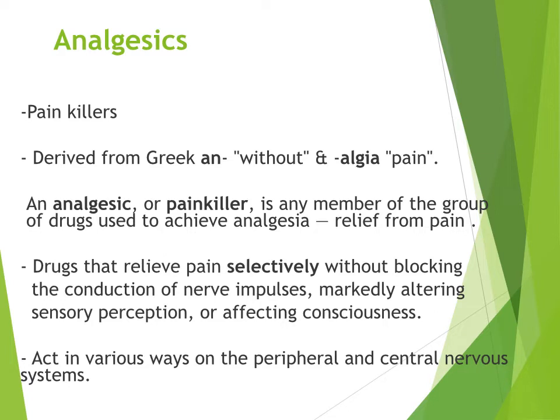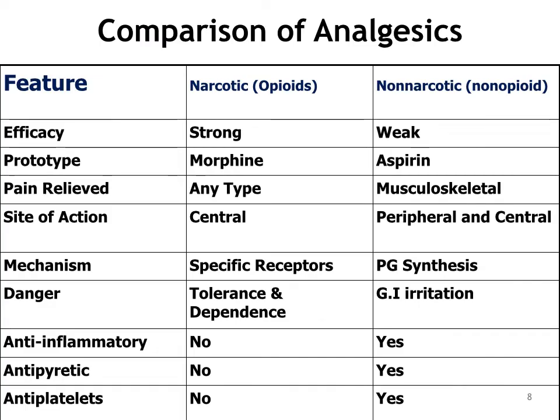Now, these agents work in various ways, either on the peripheral or central nervous system. Drugs working on the central nervous system are called narcotics or opioids, while we have non-narcotic analgesics, and these belong to a group of drugs called non-steroidal anti-inflammatory drugs. So what are the differences between these two categories? First of all, in regards to the efficacy, opioids are much stronger than non-opioid or non-steroidal anti-inflammatory drugs. The prototype of opioid analgesics is morphine. The prototype of NSAID is aspirin.